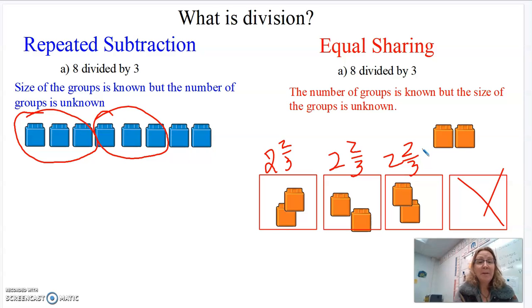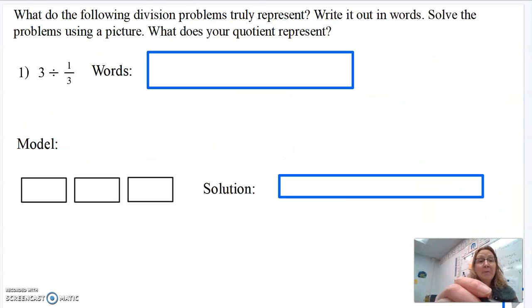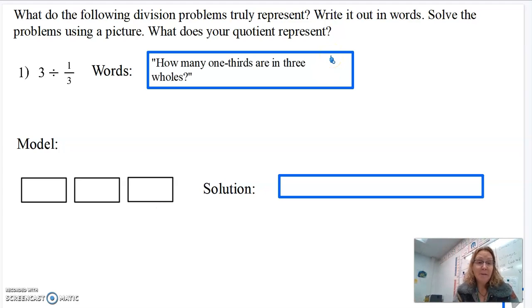So we can do repeated subtraction, we can do equal sharing. We can do the same thing with fractions. So let's write out in words what these problems represent. I'm taking 3 wholes of something, there's my picture, there's the model, and I'm dividing it by a third. So remember, we started this already. I'm asking how many 1/3 are in 3 wholes.